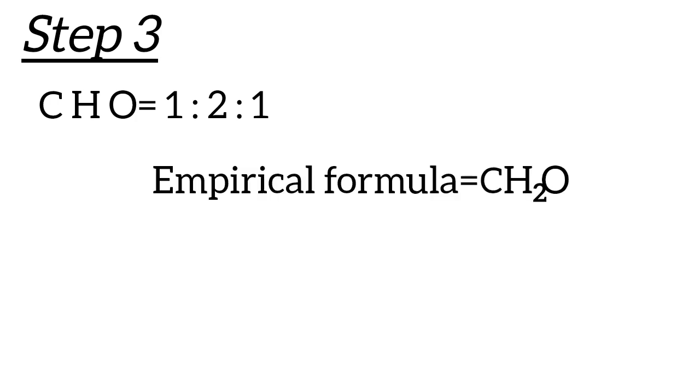So for the third step, we said use the whole number ratio to write the empirical formula. According to our results, we have carbon, hydrogen, and oxygen in a ratio of 1 to 2 to 1. Therefore, the empirical formula of that compound is CH2O.